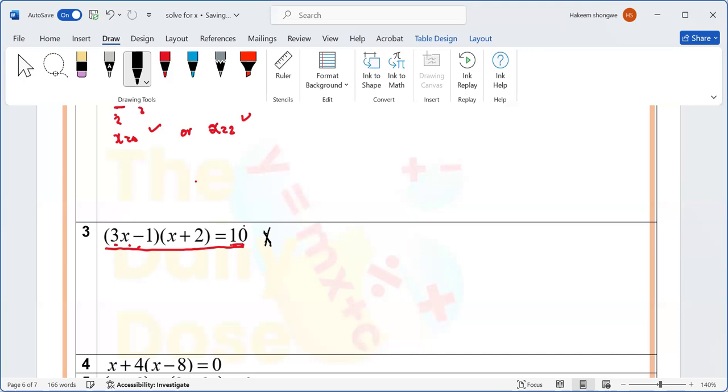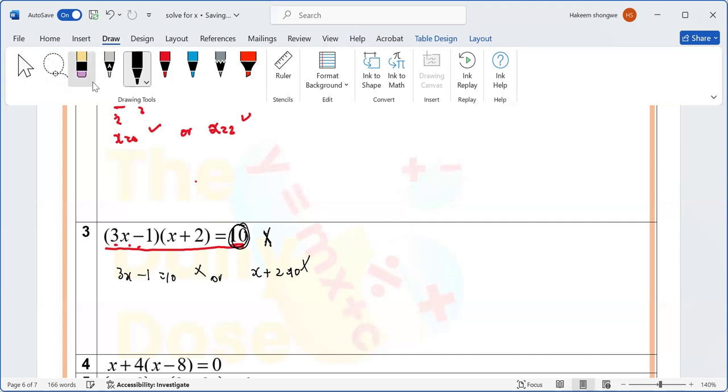You cannot do that. It can only work if one side is equal to 0. Whenever you say something like 3x minus 1 is equal to 10, or x plus 2 is equal to 10, that is mathematically wrong. You can't do this. You can only do it once you have 0 here.